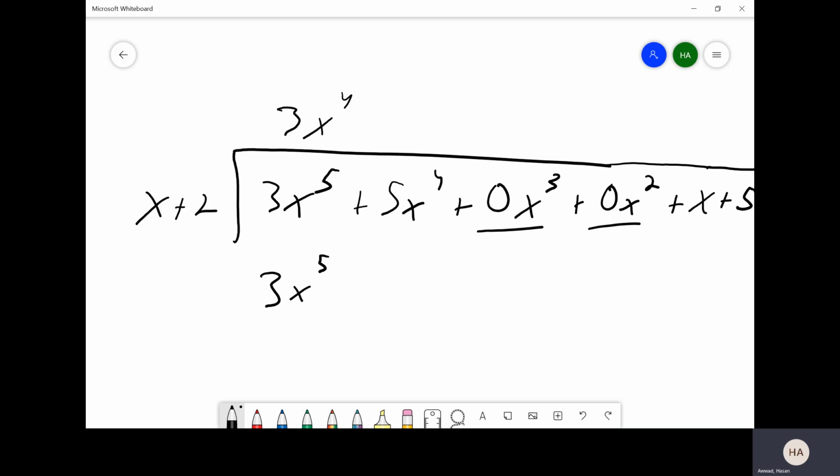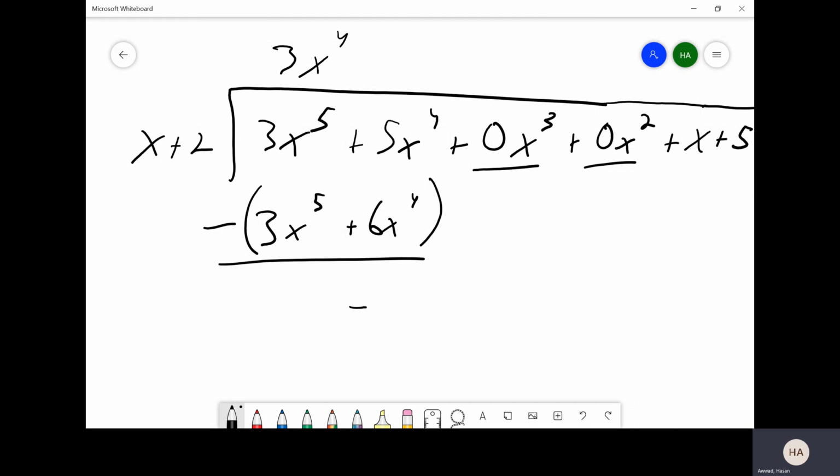And now 3x to the 4th times a positive 2 gives me a plus 6x to the 4th. And remember, we are subtracting the entire thing. So we have 3x to the 5th minus a positive 3x to the 5th, which is just minus 3x to the 5th. So we know that these are going to cancel out. So that is just going to give us 0. And now we have 5x to the 4th minus 6x to the 4th. So we are left with a negative x to the 4th.